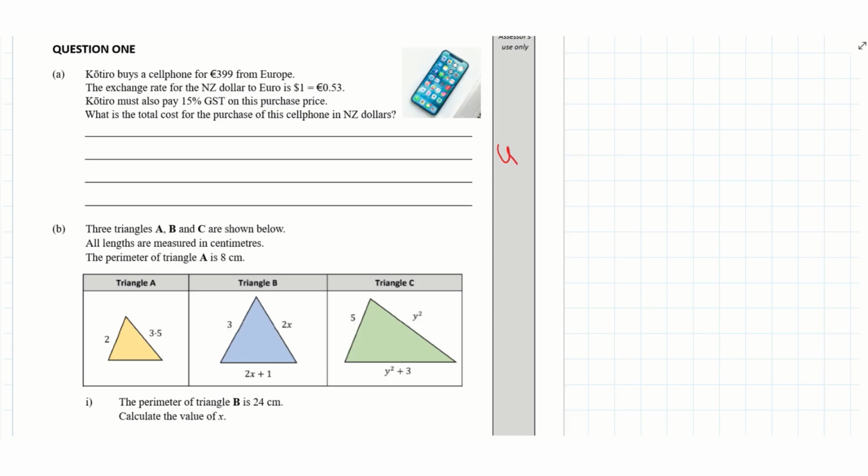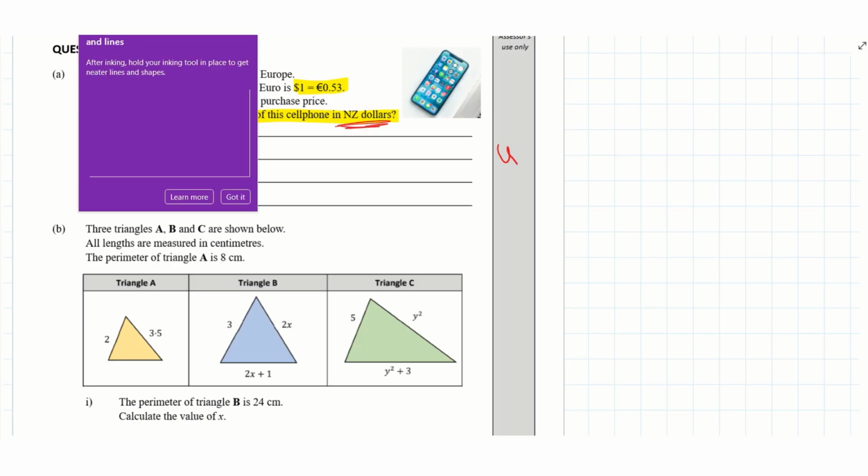How do we do this? We can see that Kotsiro buys a cell phone for 399 euro from Europe. The exchange rate for the NZ dollar to euro is $1 to 53 euro cents. Kotsiro must also pay 15% in GST on this purchase price. What is the total cost for purchase of the cell phone in New Zealand dollars, right? So we're trying to find out New Zealand dollars.